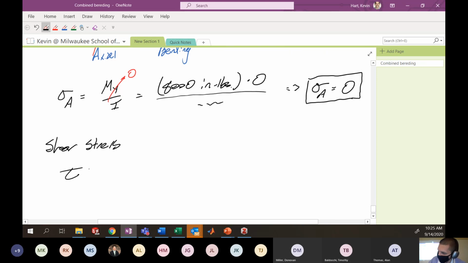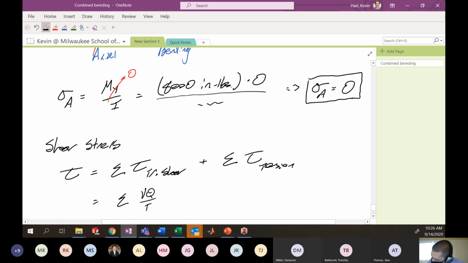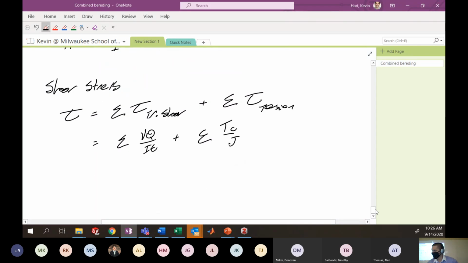Again, by method of superposition, it's the summation of the transverse shear components plus whatever you're going to get from torsion. In equation form, this is the summation of VQ over It plus the summation of Tc on J. Let's tackle these one at a time.